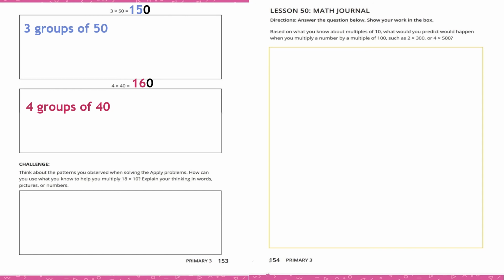Here in Math Journal, based on what you know about multiples of 10, what would you predict would happen when you multiply a number by multiples of 100, such as 2 times 300 or 4 times 500? The same as we did. We said before, if we have any zeros in factors, I can take zeros out and start to solve the remaining. 2 times 300, I will take zeros out, and 2 times 3 equals 6. So the total is 600. We drop 2 zeros. Here, 4 times 500, I can take zeros out and drop 2 zeros, and 4 times 5 equals 20.